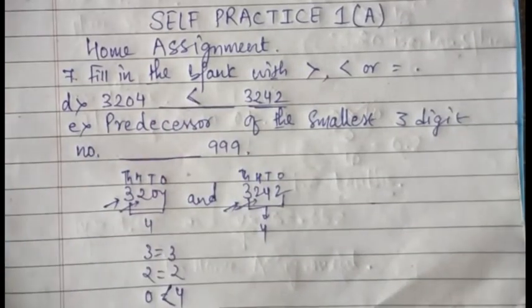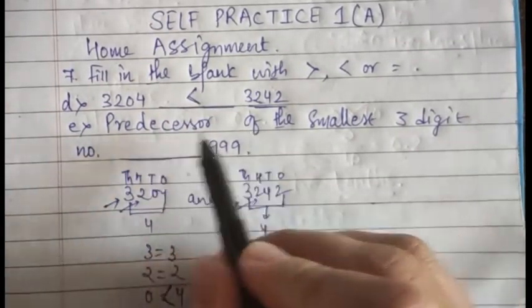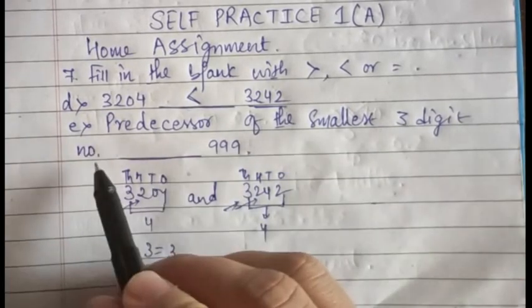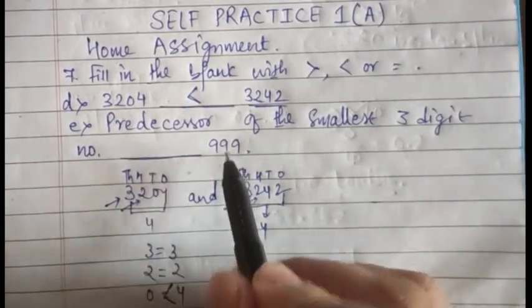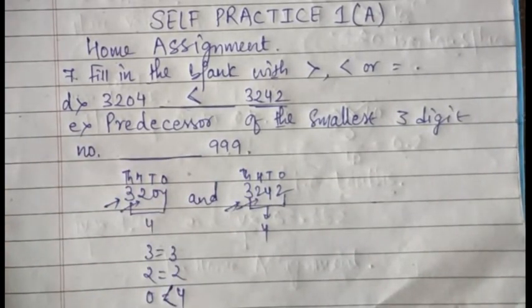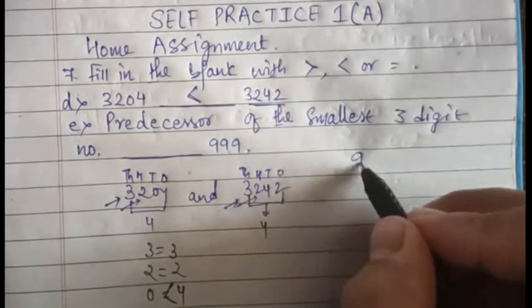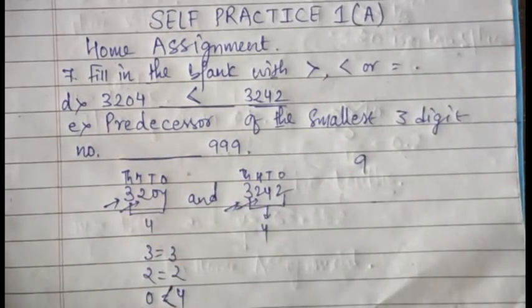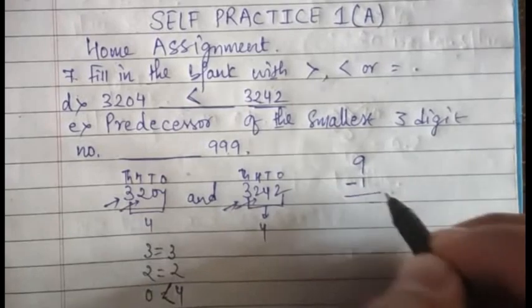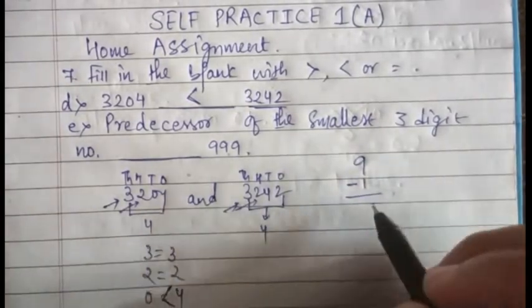Okay, next question: predecessor of the smallest 3-digit number is blank and 999. Now most of the students don't know the meaning of predecessor. Predecessor means, for any number you have, if you have to find the predecessor of that number, say for 9, then you have to subtract 1, one less than that number, it will be 8.